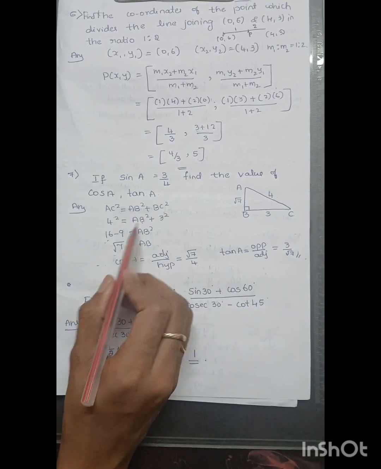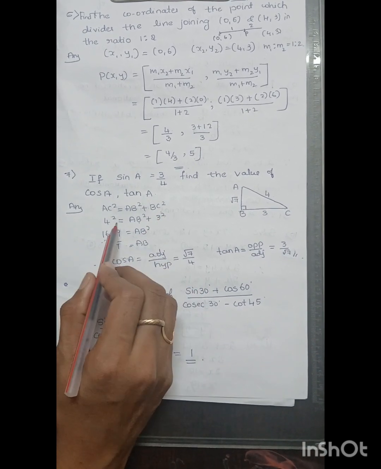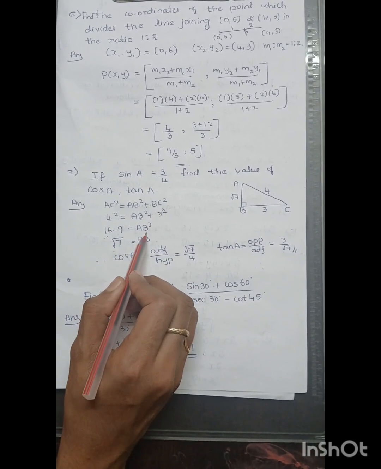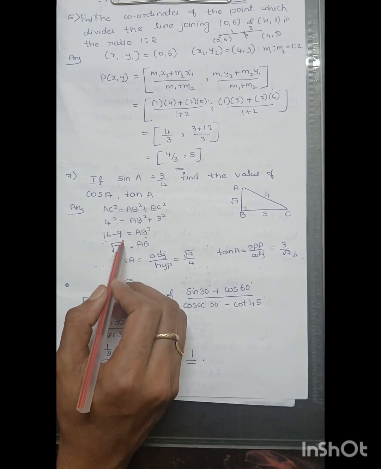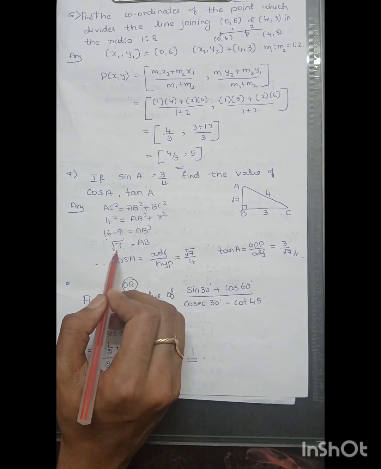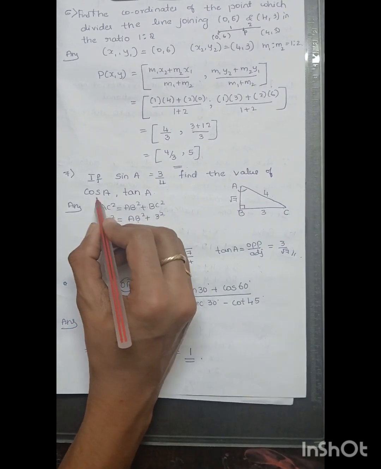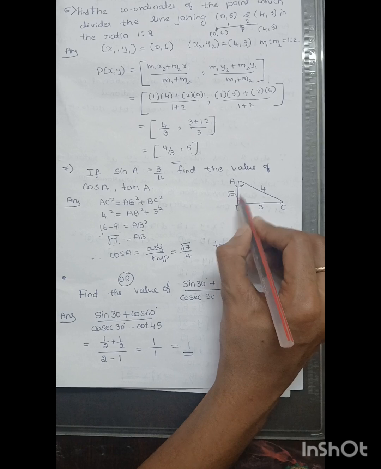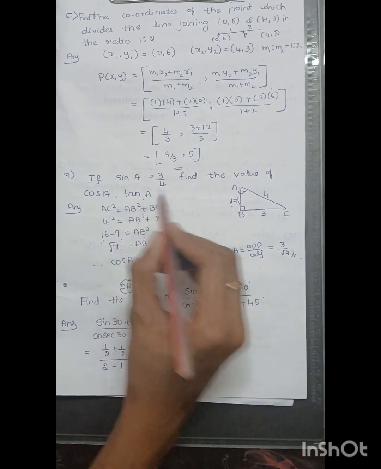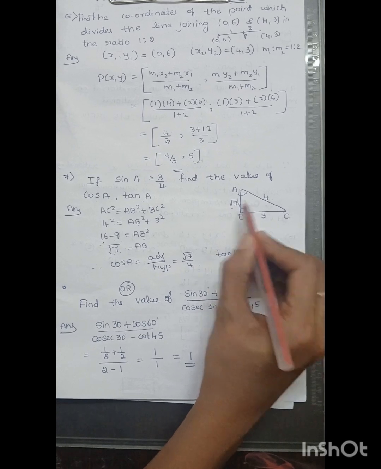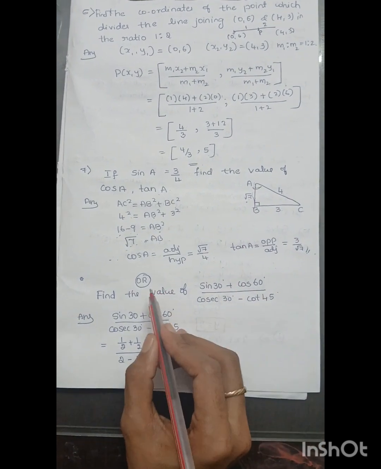4 square is 16 equal to AB square plus 3 square, that is 9 comes to this side, becomes minus 9. So AB square equals 16 minus 9, which is 7. On taking square root on both sides, we will get AB equal to root 7. So AB value is root 7. We have to find the value of cos A. Cos A means adjacent side by hypotenuse, that is root 7 by 4. Tan A is equal to opposite by adjacent side, that is tan A equal to 3 by root 7. It has an OR question.